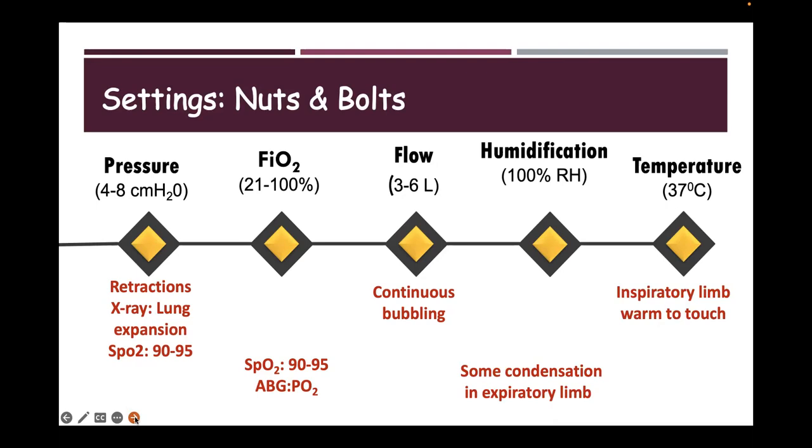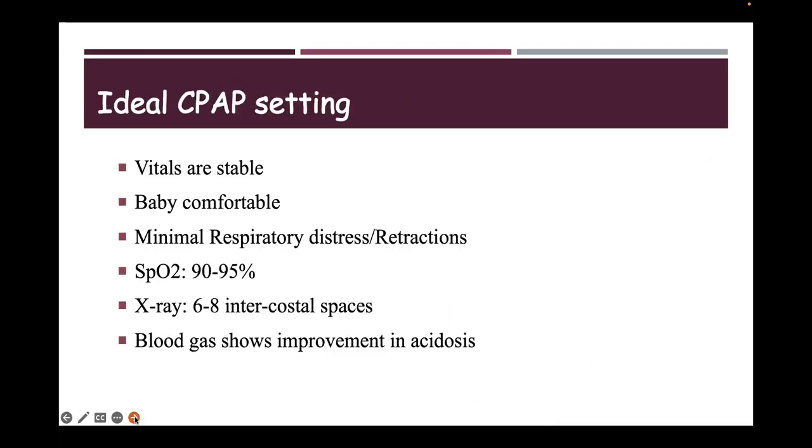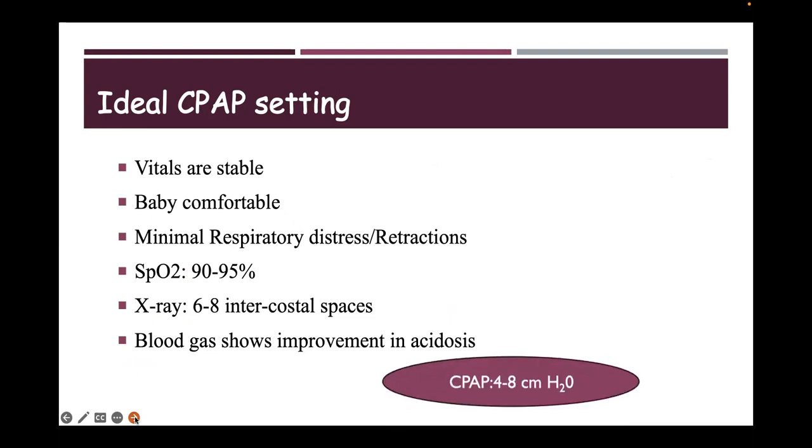Humidification: there should not be any condensation in the inspiratory limb. There can be some condensation in the expiratory limb. And temperature should always display 36.5. Ideal CPAP settings are when baby is comfortable, baby is pink, there are no retractions, blood gas is normal, abdomen is soft, and saturation is between 90 to 95.